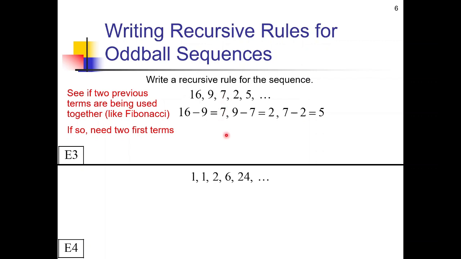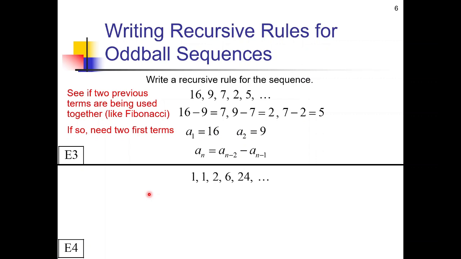So we have to write our two base cases for that. That's part of the solution. So a sub 1 will be 16, a sub 2 will be 9. Those are required. And then we can write a sub n equals a sub n minus 2 minus a sub n minus 1. So it's kind of like a negative version of the Fibonacci.